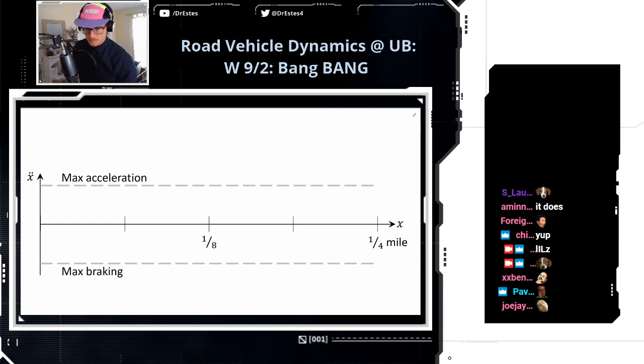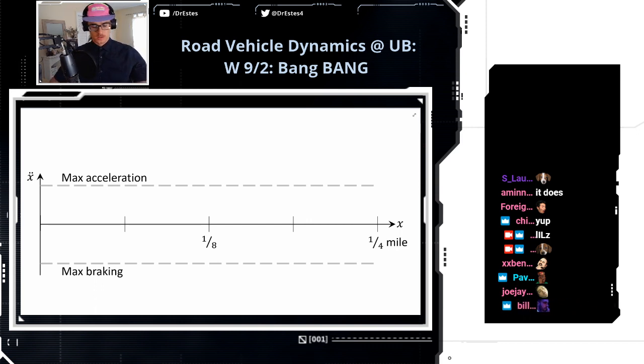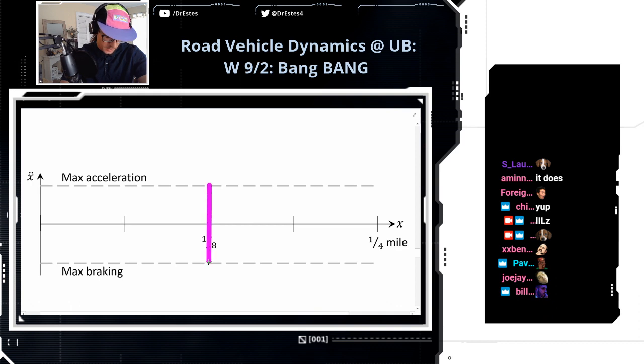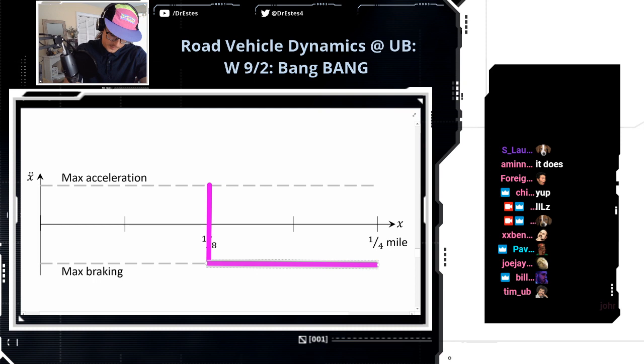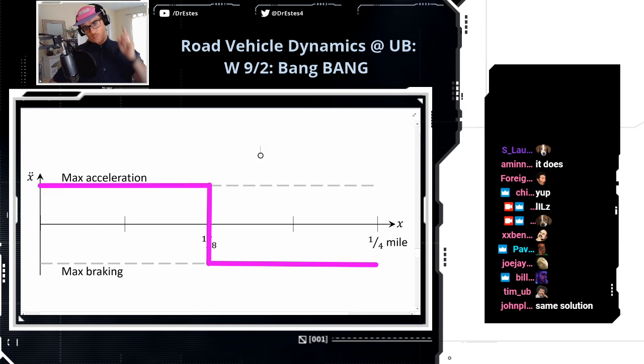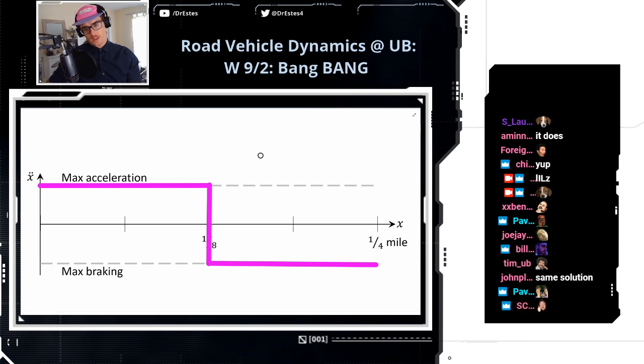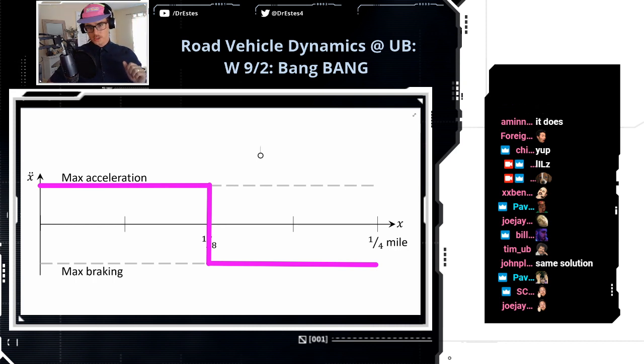Do we have a good solution? Okay. Guess what? It's exactly the same strategy. Same solution. Yes. And why is it the same solution? Well, for the same reasoning, the change in kinetic energy is zero overall. You start with some finite kinetic energy and you end the race a quarter mile down the stretch with the same amount.